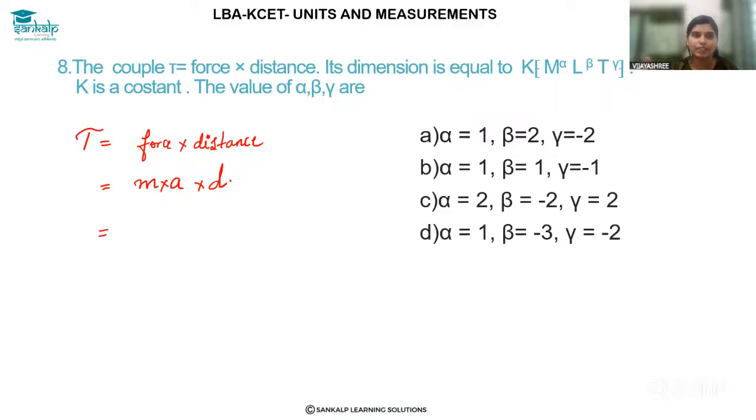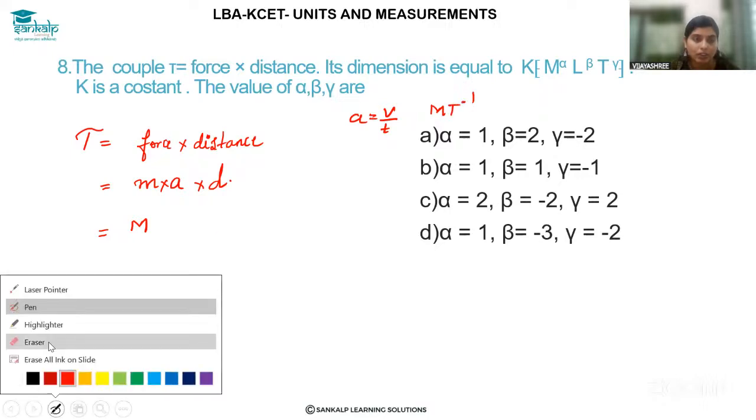Now let us write the dimensional formula for mass. What do we write for mass? We write M. Acceleration means velocity divided by time. Velocity is meter per second. So meter t raised to minus 1, right? Sorry, L T raised to minus 1.